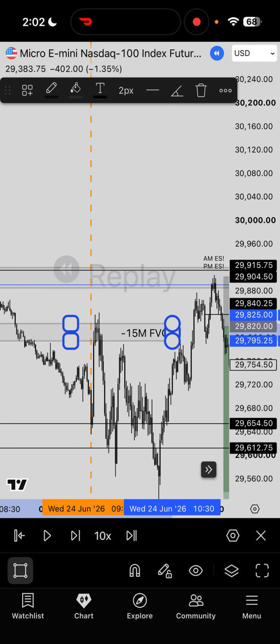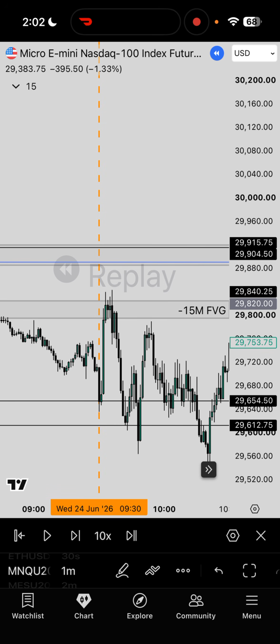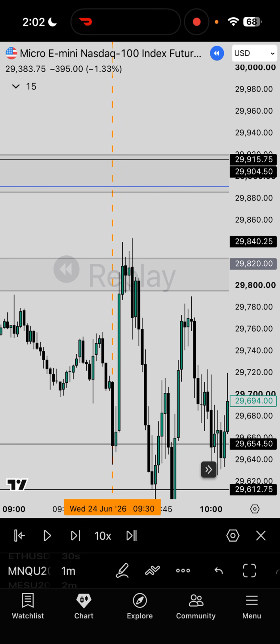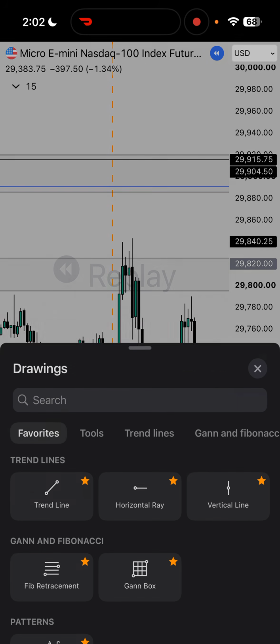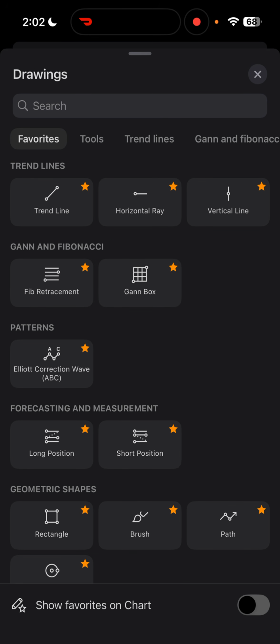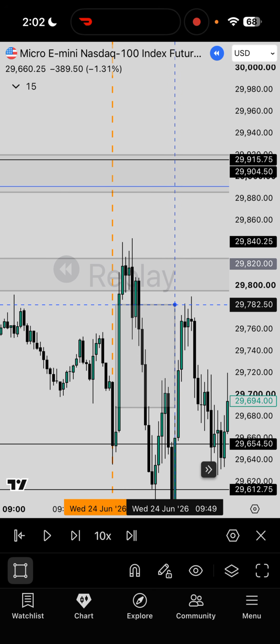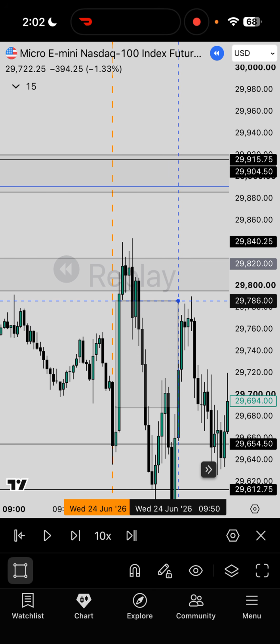Let me work it out as a 15-minute gap. So then you saw price went up to the 15-minute gap. I would have taken the short, but look how big the gap is. The gap is from here. Look how big the gap is. So I didn't take a short because the gap was so big.